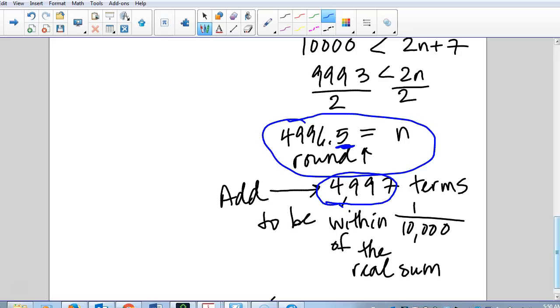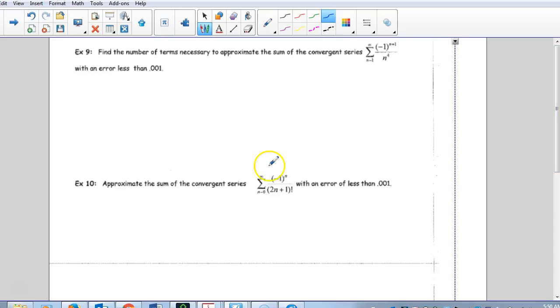Okay, so here comes the next. Find the number of terms necessary to approximate the sum of the series with an error less than 0.01. Now this is extremely like the one we just did. You guys can stop the recording and try this. So if you are listening to this, there's a little button, and you just stop the recording and try this.